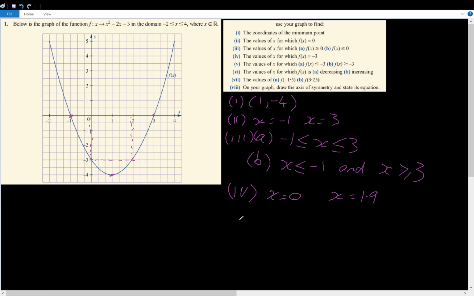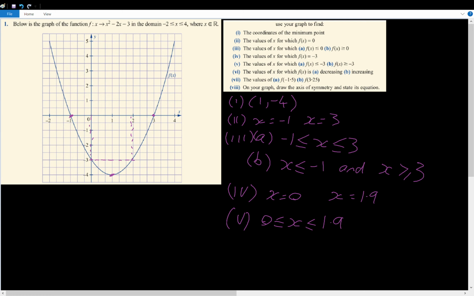And then for part 5, we've got to find the values of x for which f of x is less than or equal to minus 3. So this is where the curve is beneath y equals minus 3, so down this way. So that's going to be 0 is less than or equal to x is less than or equal to 1.9. It's basically just taking our values from before.